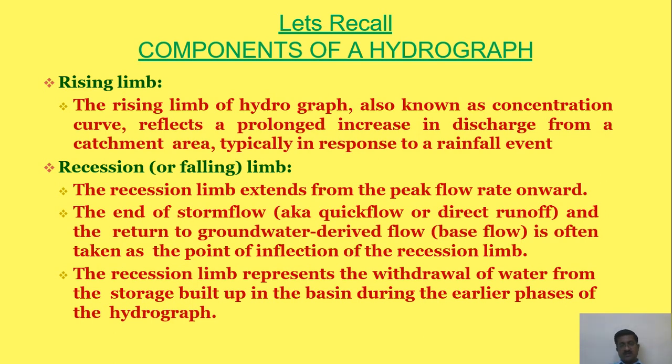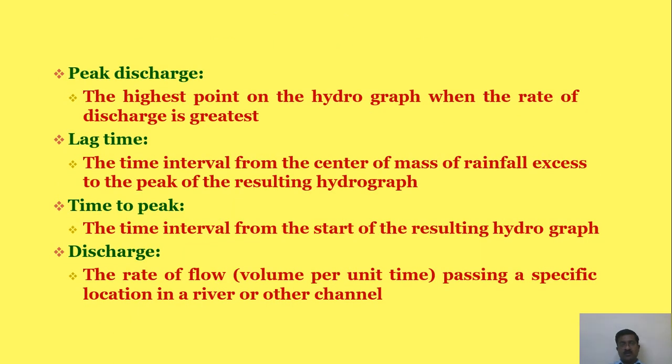The recession limb represents the withdrawal of water from the storage built up in the basin during the earlier phases of the hydrograph. Then also we have seen the other terminologies: the peak discharge, the highest point on the hydrograph when the rate of discharge is greatest. It is called the peak discharge.